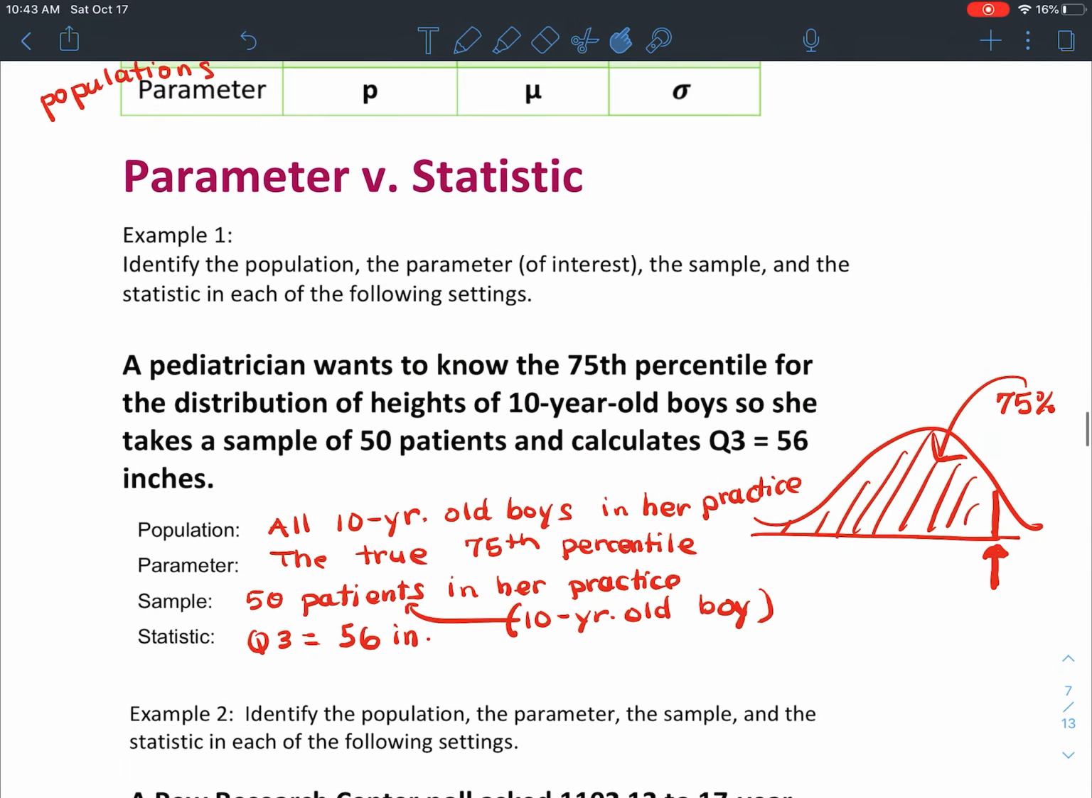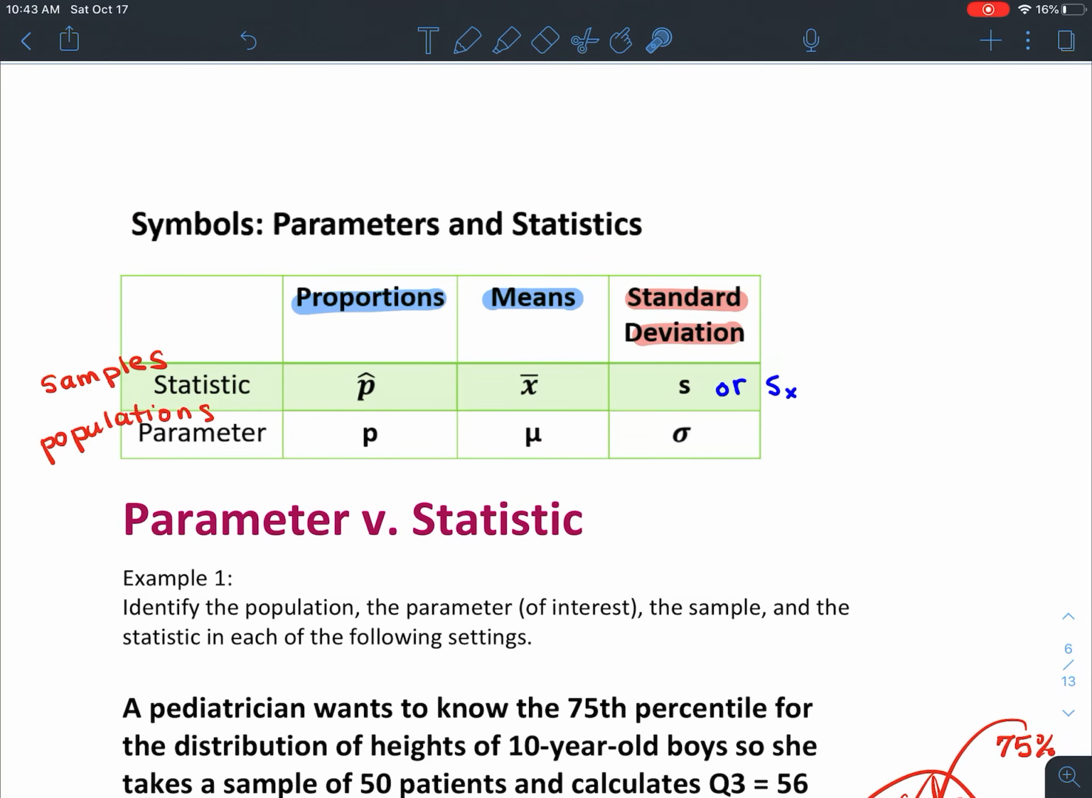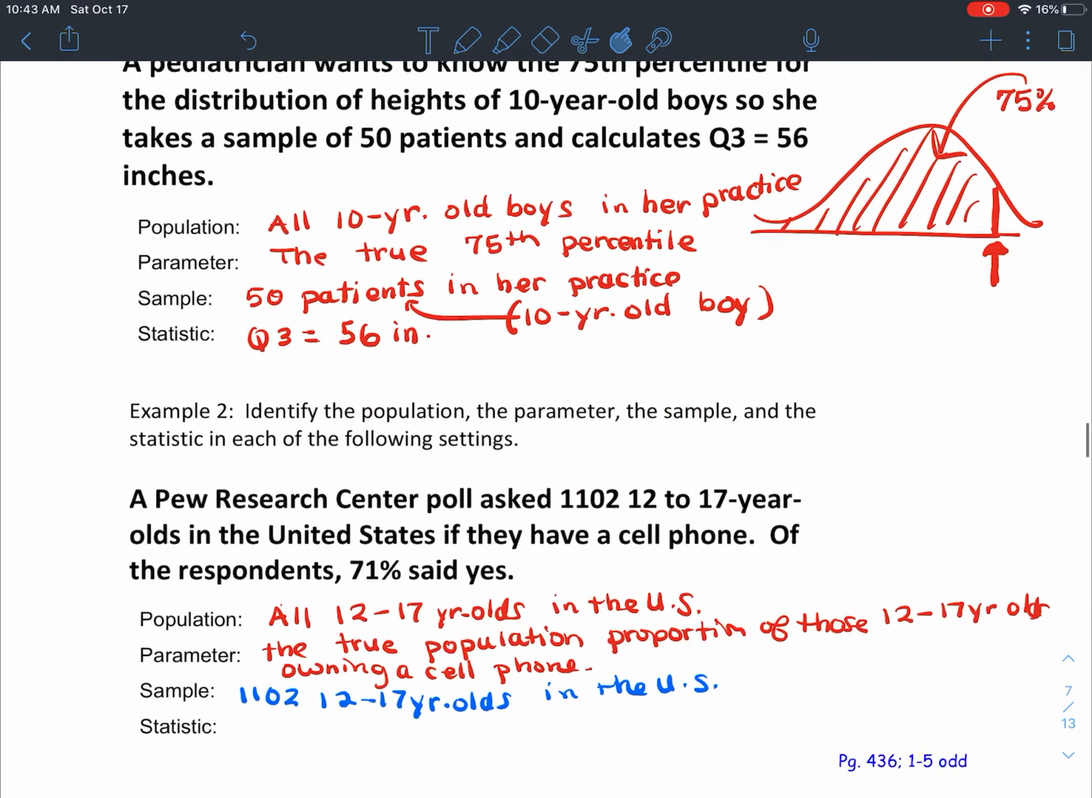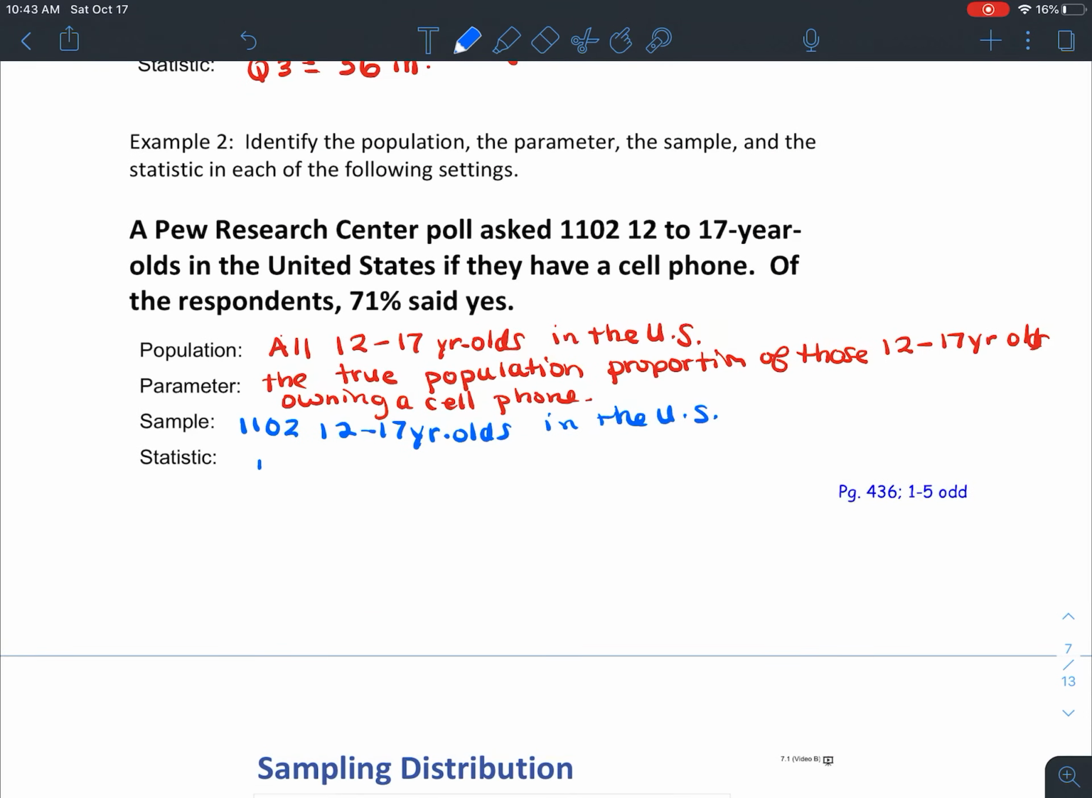And the statistic, and here's where we have to be careful. I'm just going to draw your attention back up to the top of this notes page. When you are labeling these, okay, the statistic, make sure that you're using these variables, okay? We are talking about a proportion, but a statistic is a p-hat. That's a sample proportion, and that would have been the 71% of the 1,102 that were in the sample, okay, said that they own cell phones.